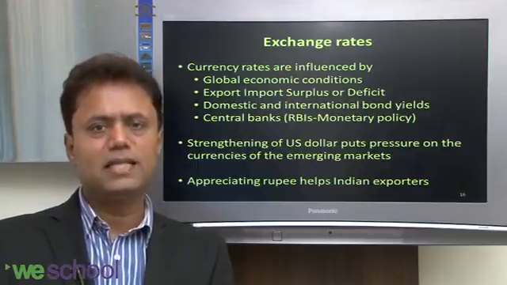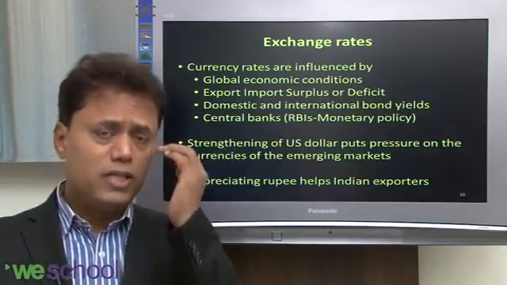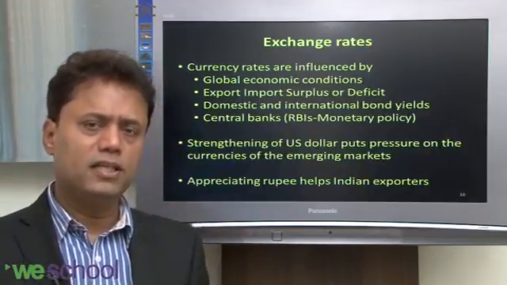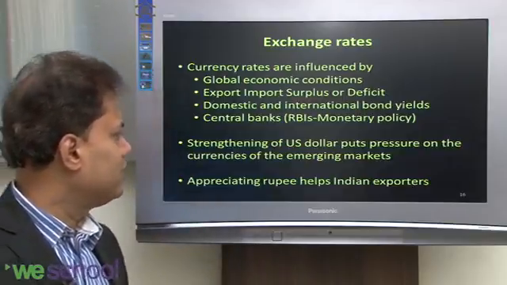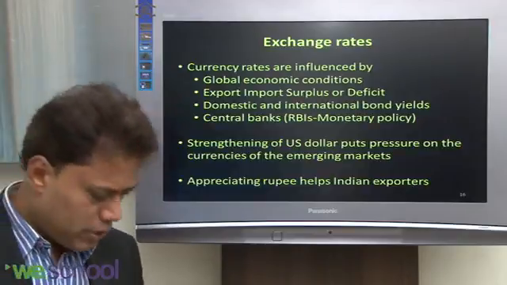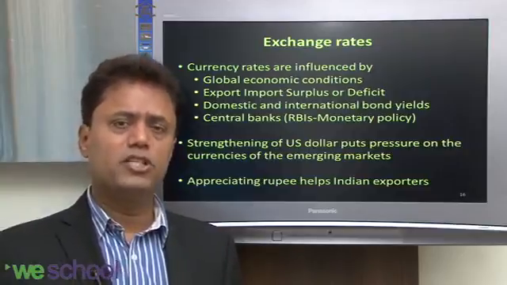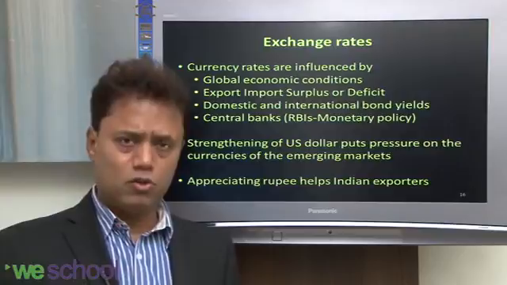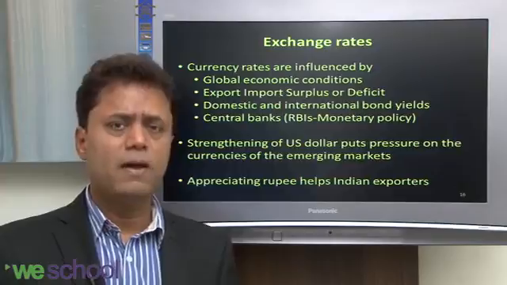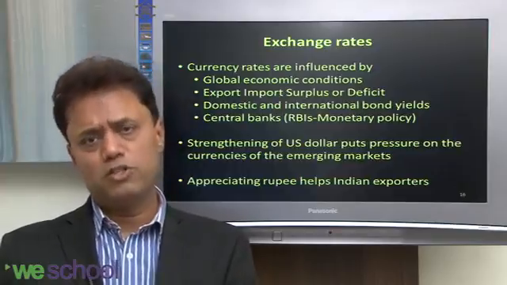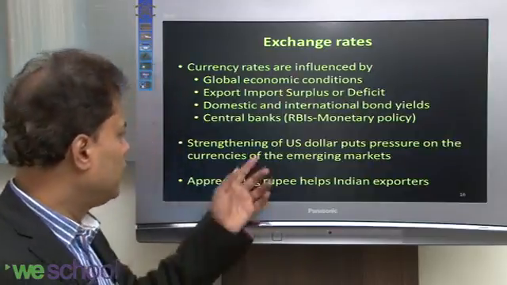Now it has stabilized. It has stabilized in that 2 rupee level. So domestic and international bond yields also impact the rupee levels. Strengthening of the US dollar puts pressure on the currencies of the emerging markets. So when the US dollar strengthens, our rupee gets impacted because the common denomination across global trade or global business is the US dollar. So when the US dollar is being used by most of the countries, obviously the Indian rupee is a very small component of the overall foreign exchange index, so it will impact.